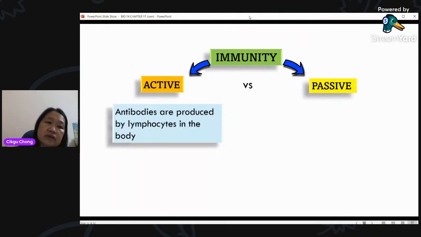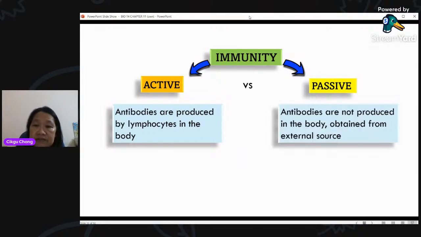For active immunity, antibodies are produced by the lymphocytes in the body. Remember, to be specific, lymphocytes, not just white blood cells. If you're at Form 4 level, you're not at Form 2 level. In Form 2, you can get away by saying white blood cells produce antibodies. But in Form 4, you have to be more specific. You have to mention it is a lymphocyte, not just white blood cell, because among white blood cells you have monocytes, neutrophils, eosinophils, basophils, and so on.